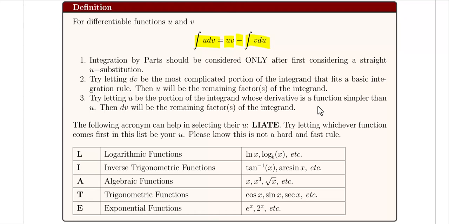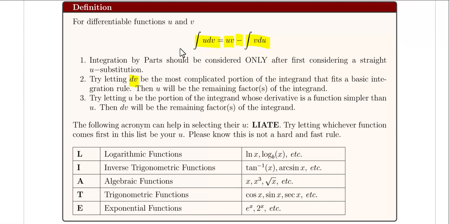Now, I want you guys to note here that integration by parts, although it is very useful, it should only be considered after first considering a straight u substitution. So if you try a u substitution and it doesn't quite work, alright, then let's go ahead and see if maybe integration by parts will work. Alright, so if we're going to be using integration by parts, how do we know how to define the dv and how to define the u?